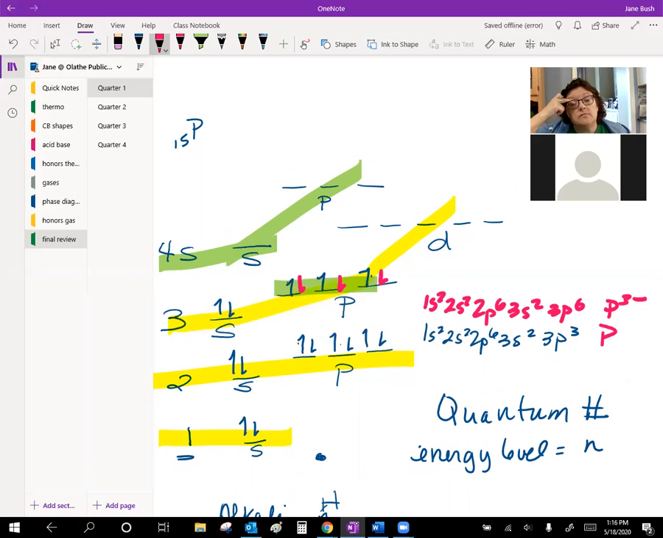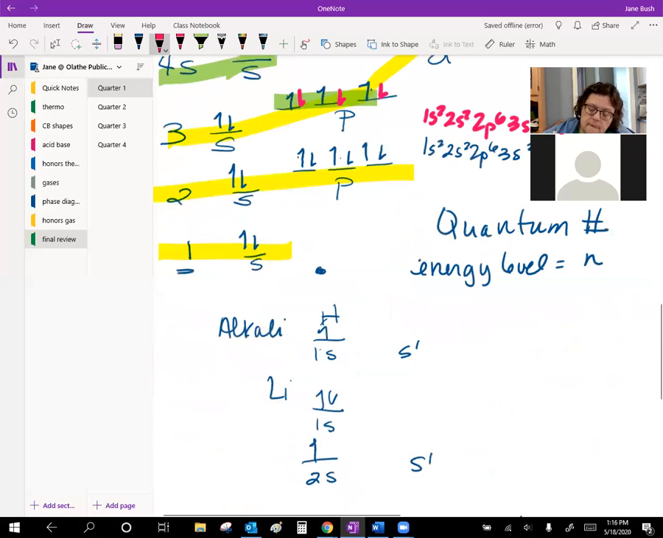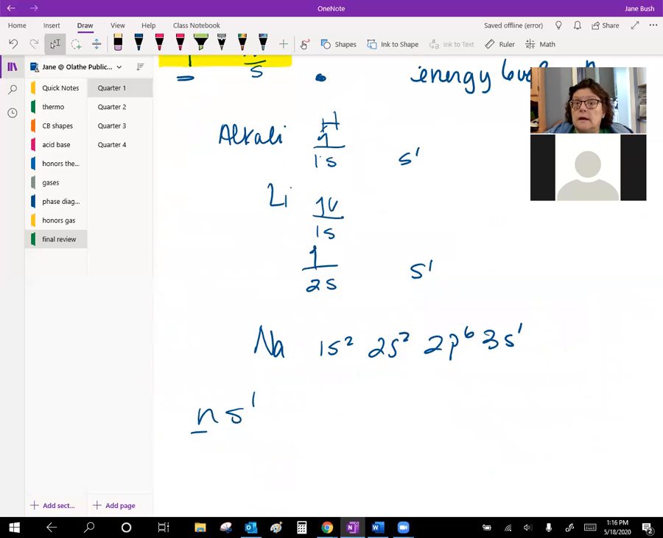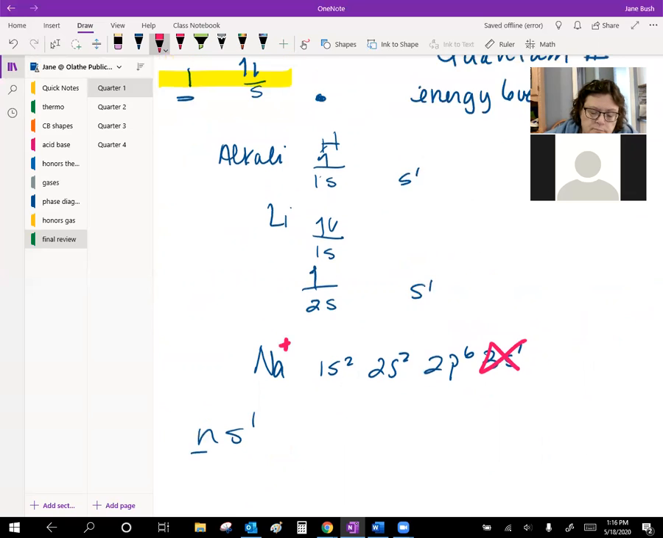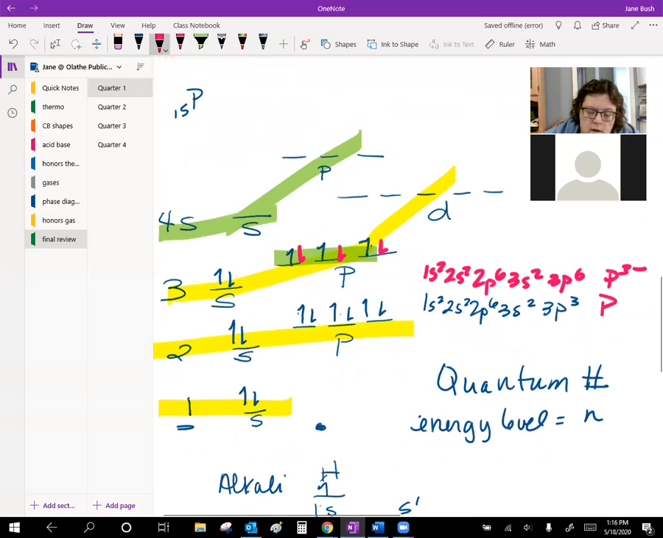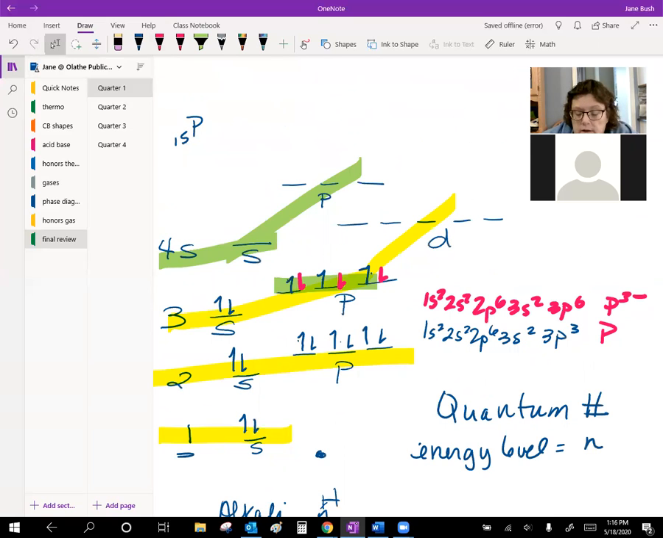That's a neutral phosphorus. So if you have a question about an ion and it says, what's the electron configuration of sodium? You have to go back and figure out sodium's electron configuration when it's an ion. And sodium's in the first family, so it's going to lose 1 electron. So that's going to be sodium's ion electron configuration. Okay? So, basic rules on electron configurations.